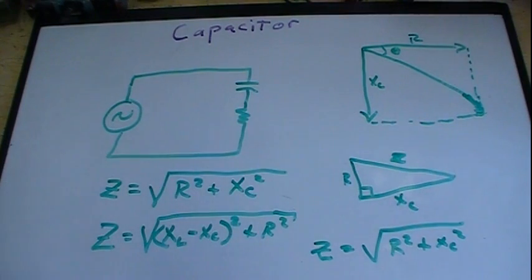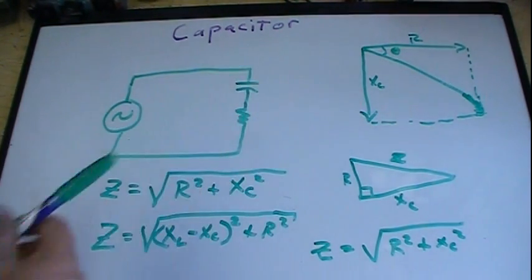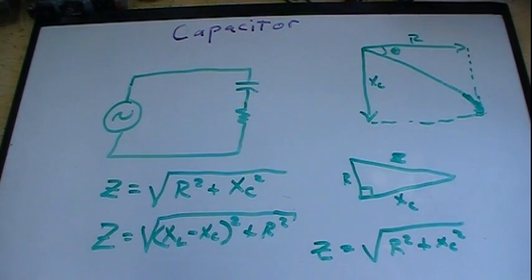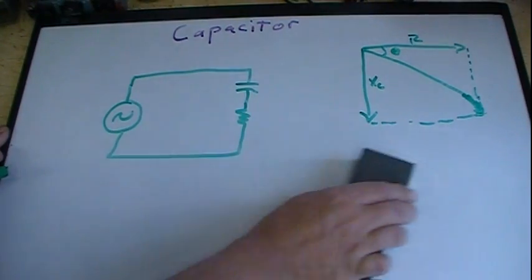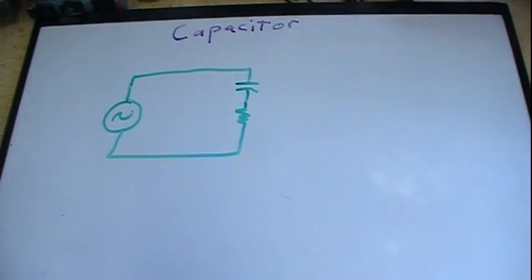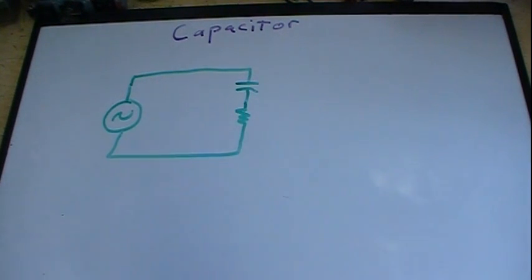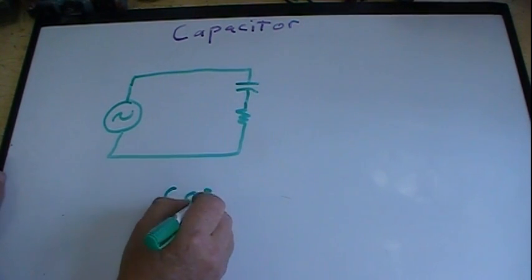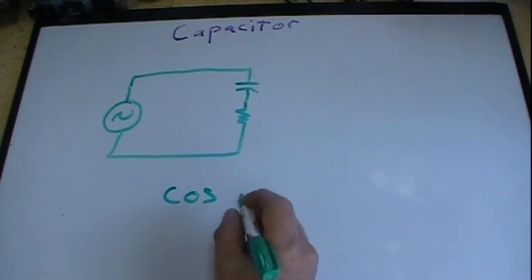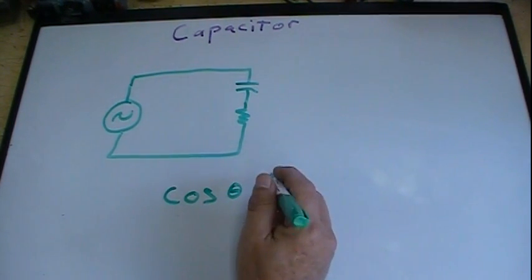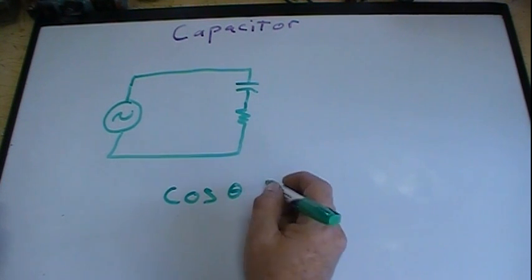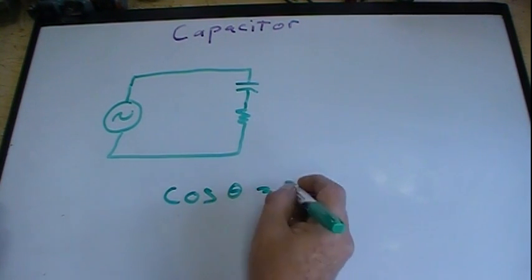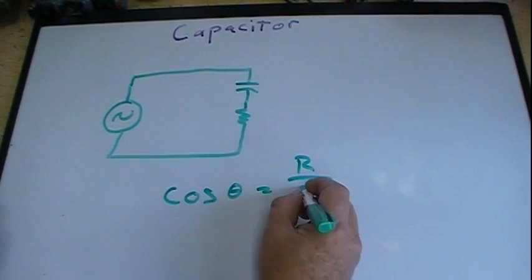Now, there is a phase angle, and I'll give you the formula for the phase angle. It's not hard to find or hard to do. It's cosine, and we just use the short version, of that theta angle that I showed between the hypotenuse and the resistance leg, will equal R over Z.